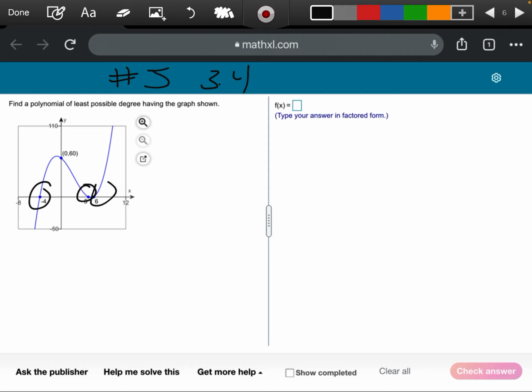Okay, so a couple of things we know. We have 3 x-intercepts. The smallest degree it could be would be an x to the third, okay? So look, I'm going to write out my x-intercepts.